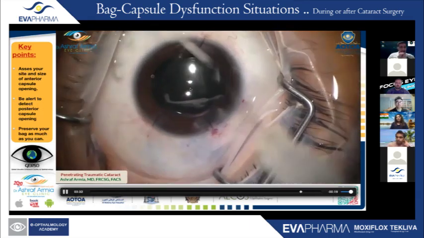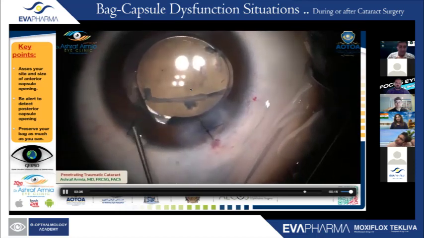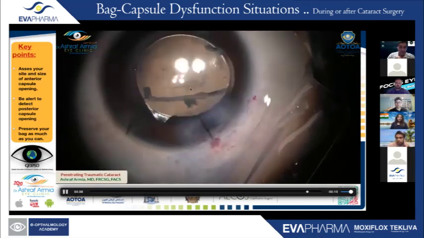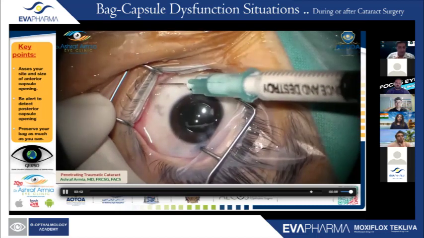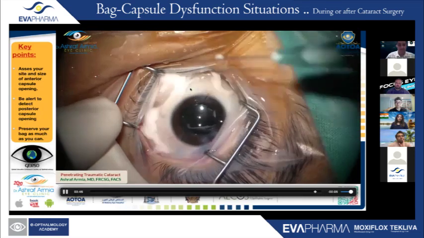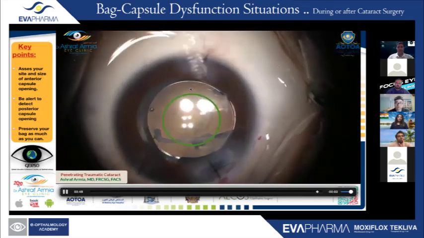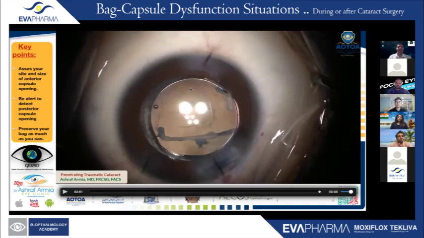So my key points in this: assess the site and size of the anterior capsule opening, be alert to detect the posterior capsule opening, and preserve your bag as much as you can. For sure, I injected subtenon steroid because this is a child and a traumatic cataract, to decrease the inflammation as much as possible. And see how the Purkinje image is centralized and the IOL is central in spite of the opening of the anterior and posterior capsule.